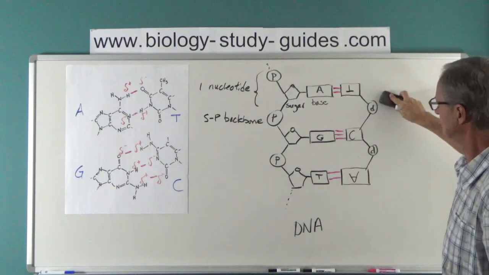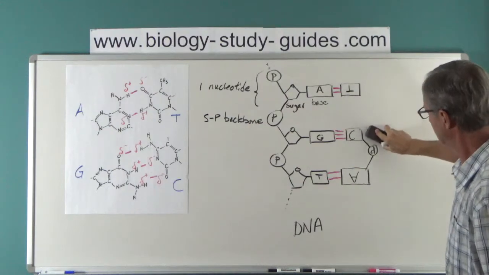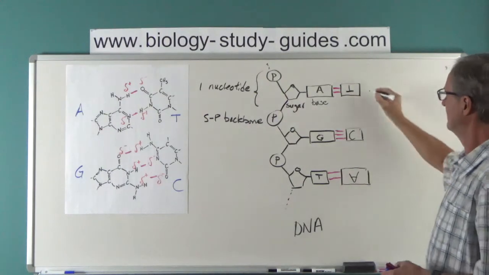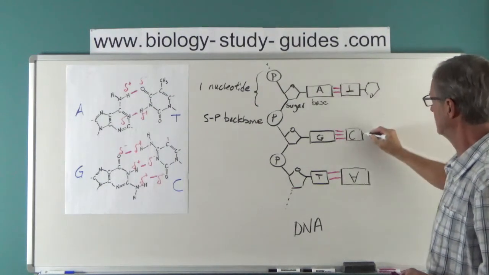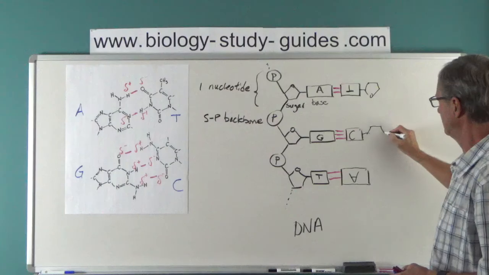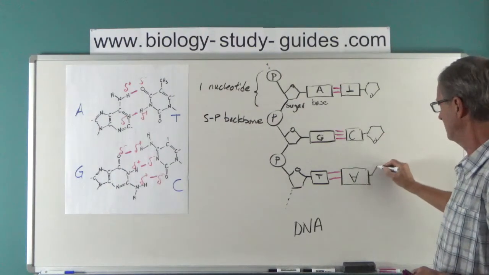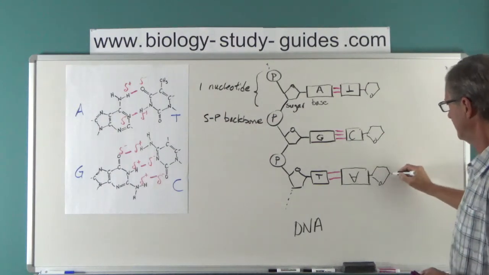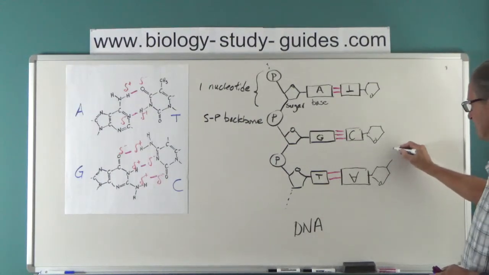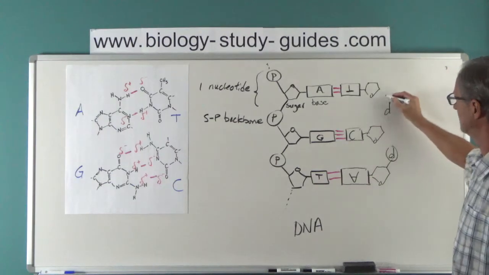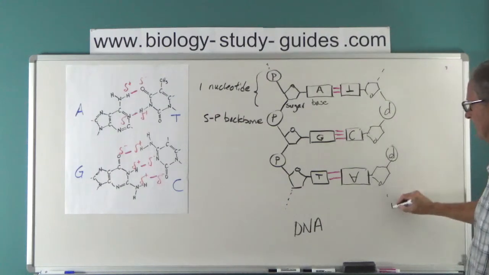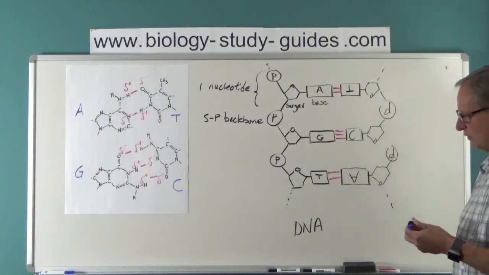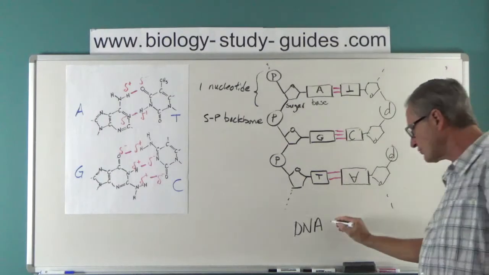Sorry, I forgot the sugars, hang on a second. We have the sugars in here, upside down, upside down, upside down. Now we have the phosphates in between the sugars. It looks like a D, but it's an upside down P. And it goes on like that. So in DNA, what we notice is that DNA is double-stranded.